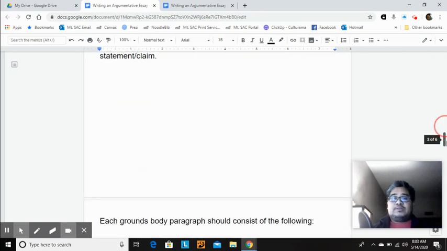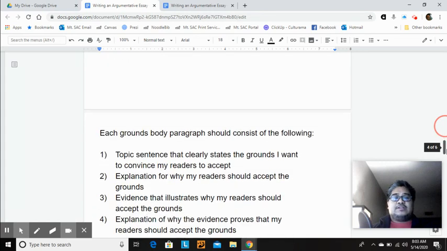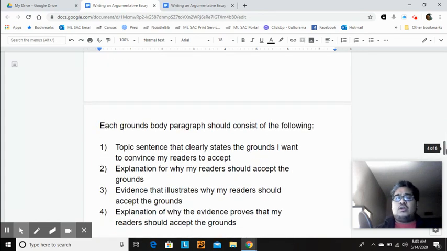So let's look at some examples that are relevant to, or actually, I skipped a step. Let's look at the basic structure of a grounds body paragraph. It should consist of four things. There should be a topic sentence that clearly states the grounds that you want to convince your readers to accept. You need to provide explanation for why your readers should accept those grounds, as well as evidence that illustrates why your readers should accept the grounds that you're presenting.